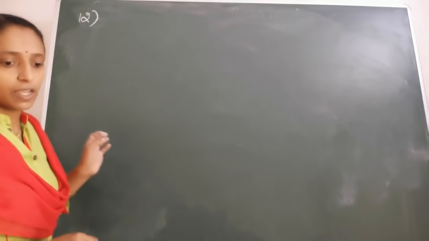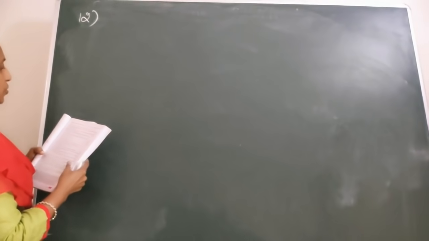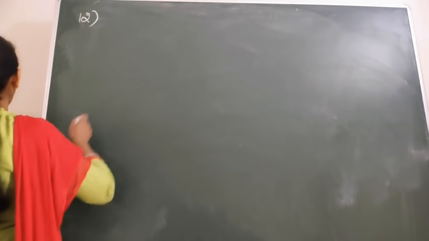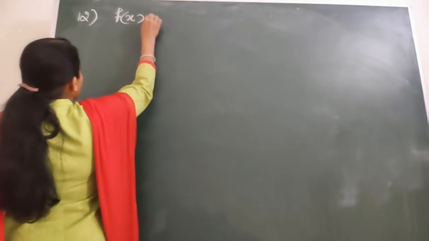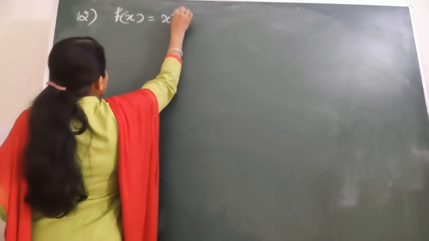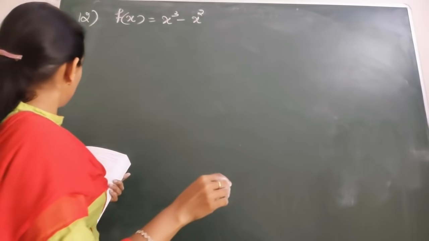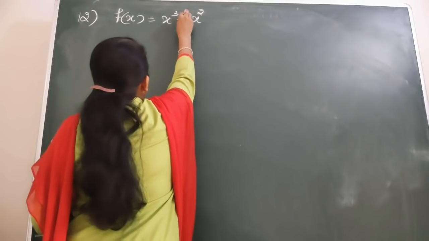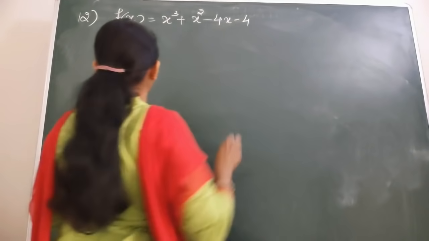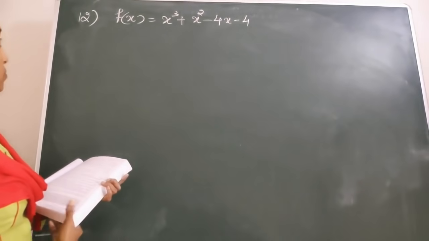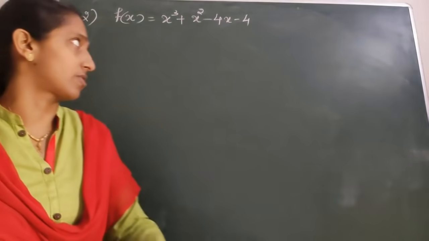Question number 12. Show that x minus 2 is a factor of x cube plus x square minus 4x minus 4. So you have to show. That means f of x is given as x cube plus x square minus 4x minus 4, right?